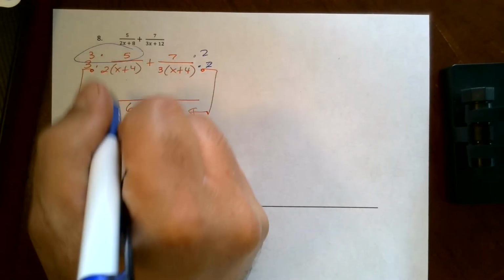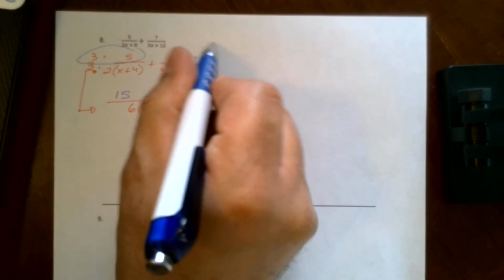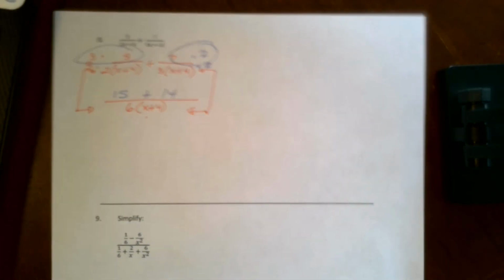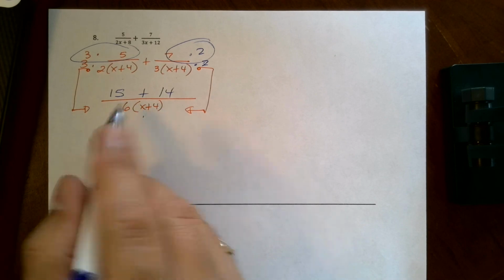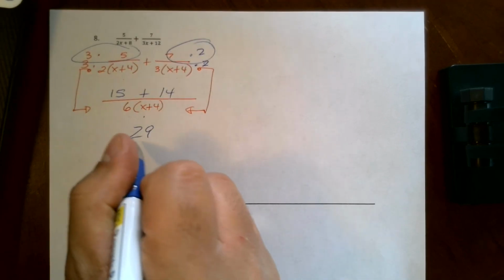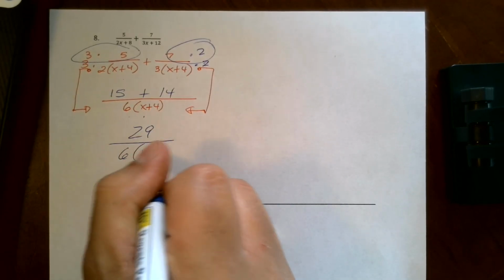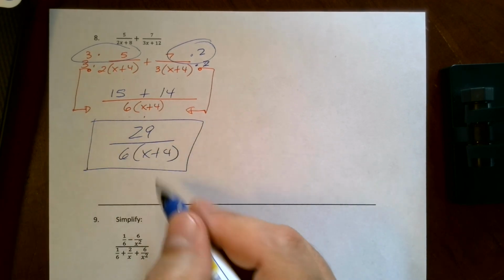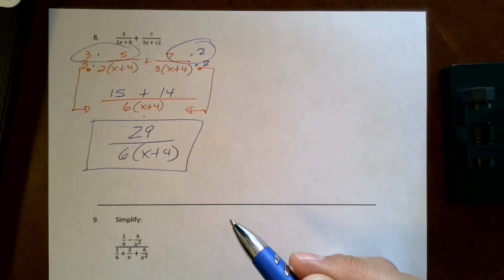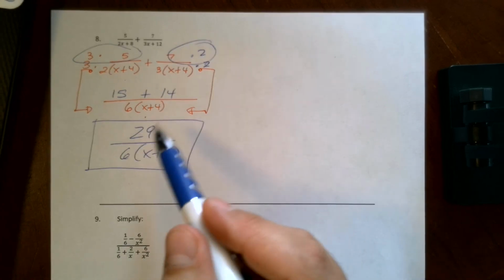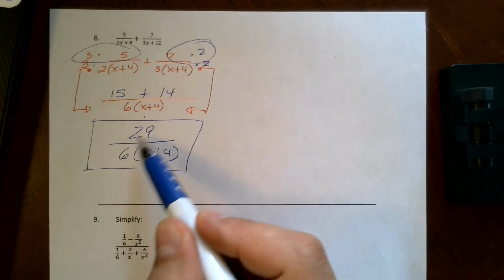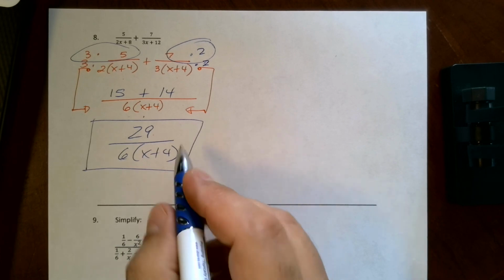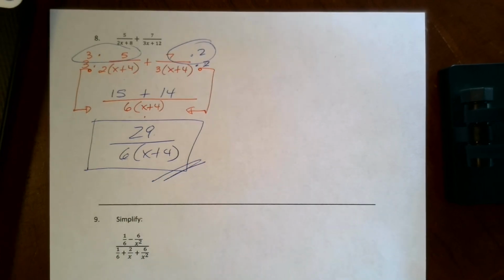So up top here, I'm going to have 15 plus 14. I can simplify my numerator. This will be 29 over 6 times x plus 4. If I could factor and cancel, I would, but in this case I don't. Right? If this was a 24, I could simplify it, but I can't. So that's my final answer.